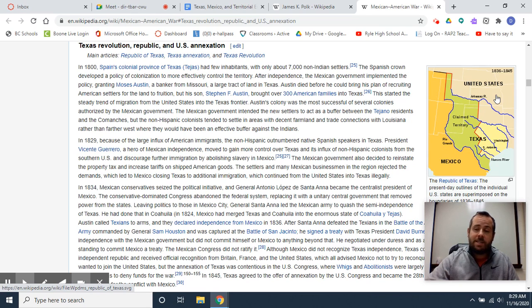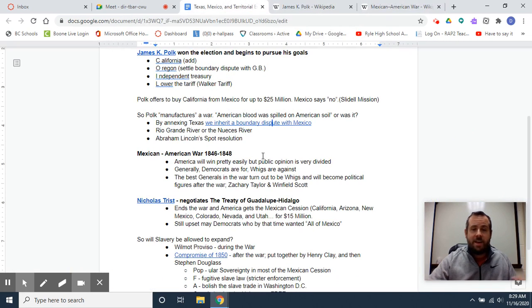What James K. Polk does is he sends American troops into this disputed territory right up to the river. From Mexico's vantage point, they've been invaded. From our vantage point, we are only defending our boundary. Mexico fights back, and the phrase becomes "American blood was spilled on American soil." James K. Polk uses that to get a declaration of war. And sure enough, Congress does declare war. And in 1846, we go to war with Mexico.